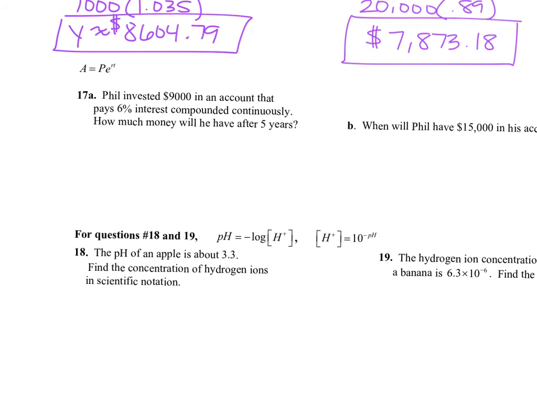Okay, this one. Notice here, that formula is on here. That formula is not on the quiz. You have to know PERT. Remember PERT. Pe are normal, rt is your exponent, okay? It says, Phil invested $9,000 in an account that pays 6% compounded continuously. How much money will he have after 5 years? What do you do?